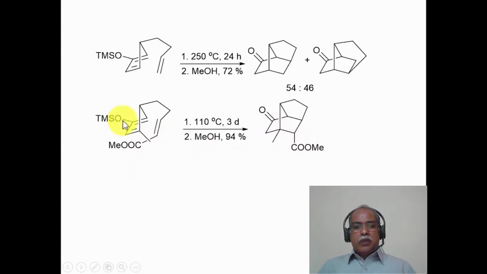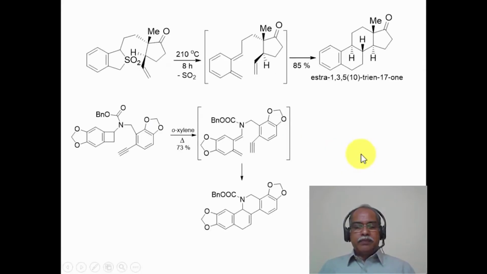The TMS silyl group is hydrolyzed by methanol in both cases. The top equation as well as the bottom equation, the workup is done by methanol, essentially to cleave off the O-trimethylsilyl group to get the ketone back. The enol will essentially undergo keto-enol tautomerism to give the ketone, which is the cyclic adduct which is eventually formed during the course of this reaction.